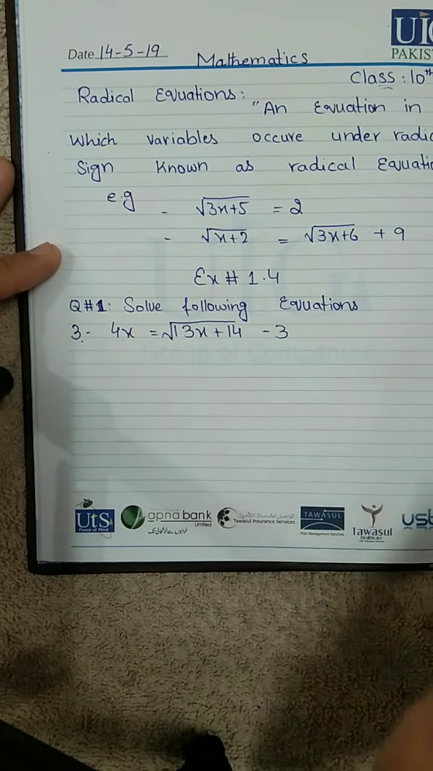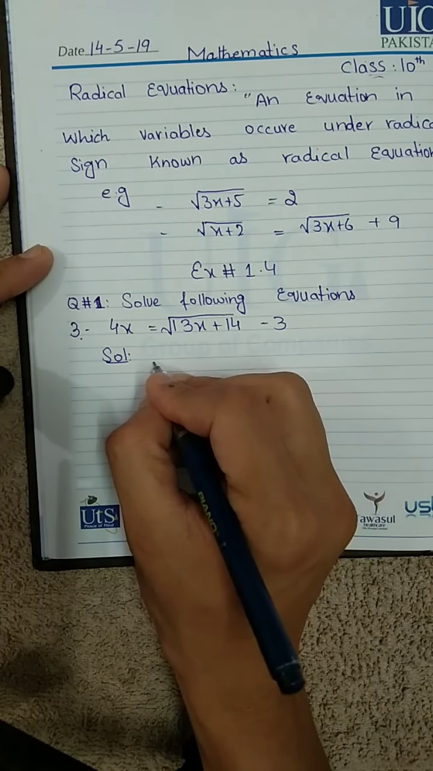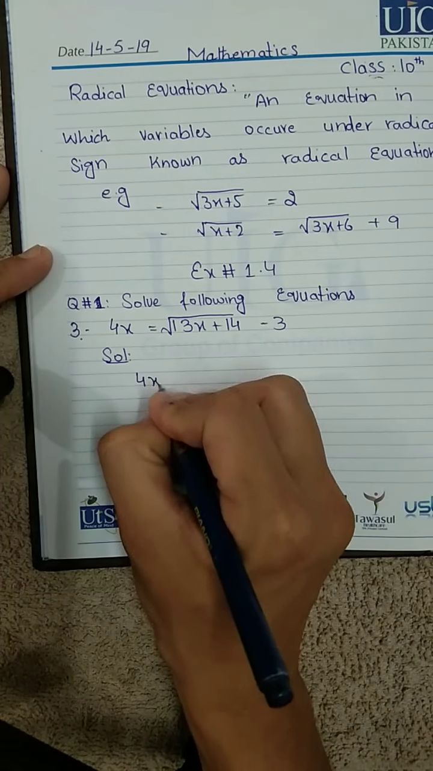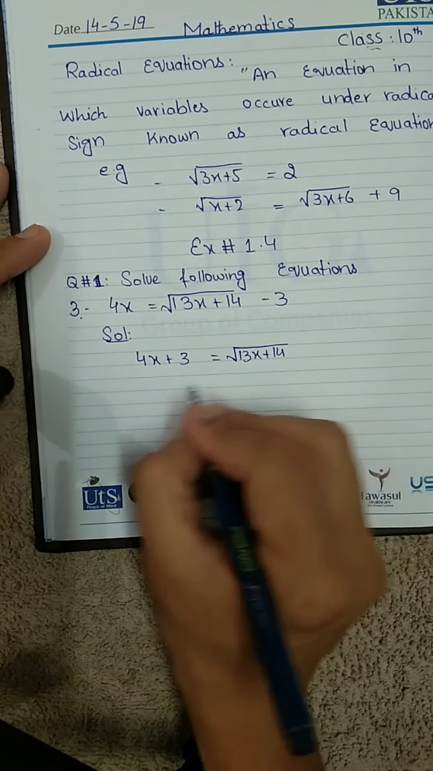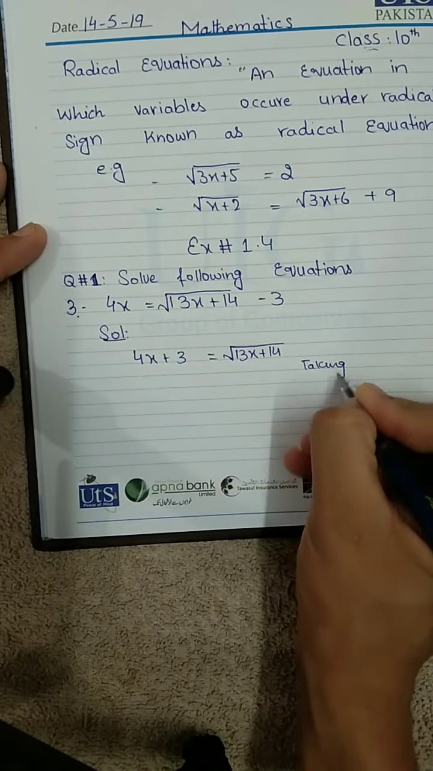Solution. These are square root values. These are singular values. Just take the simple values separate on one side. I'm moving it to the left side. I got 4x plus 3 is equal to square root of 13x plus 14. Now, what is the biggest problem that I'm facing? I'm facing that square root. I need to remove it. So taking square on both sides.